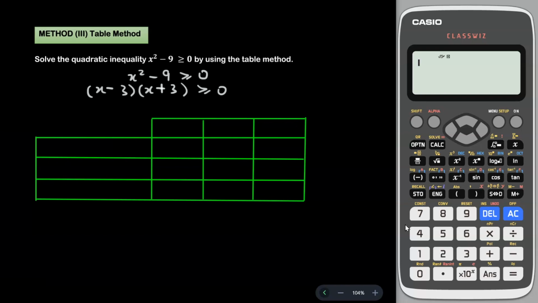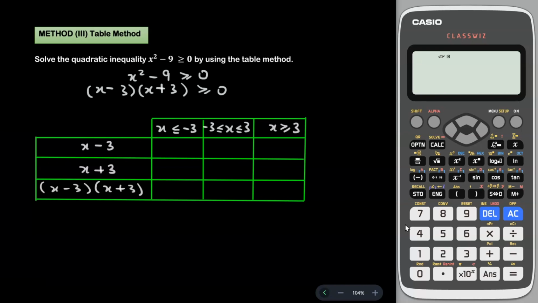Okay, and then we're going to construct this table. So we're going to write here x minus 3, x plus 3, and then here will be x minus 3 times x plus 3. Then inside here we're going to write x less than or equals to negative 3. Here will be x between negative 3 and 3. And then here is x more than or equals to 3.